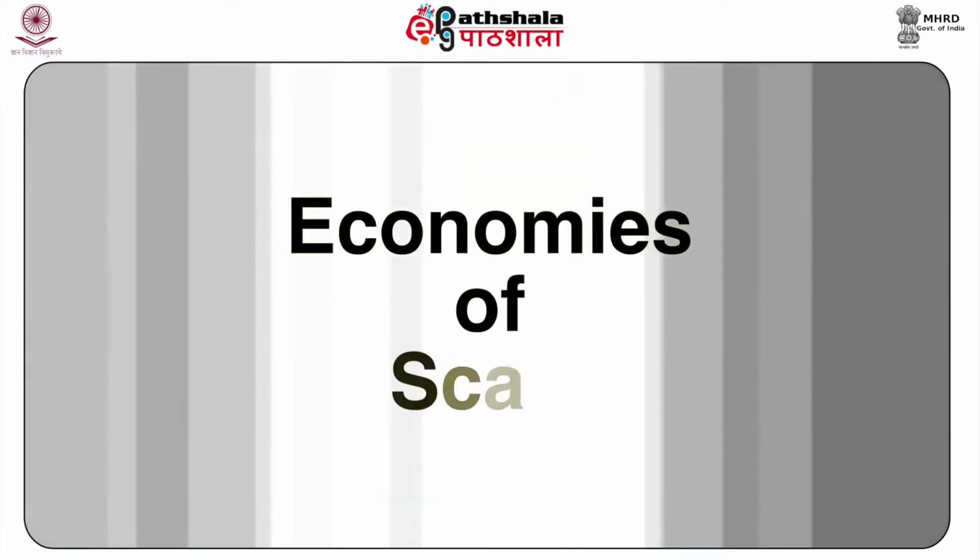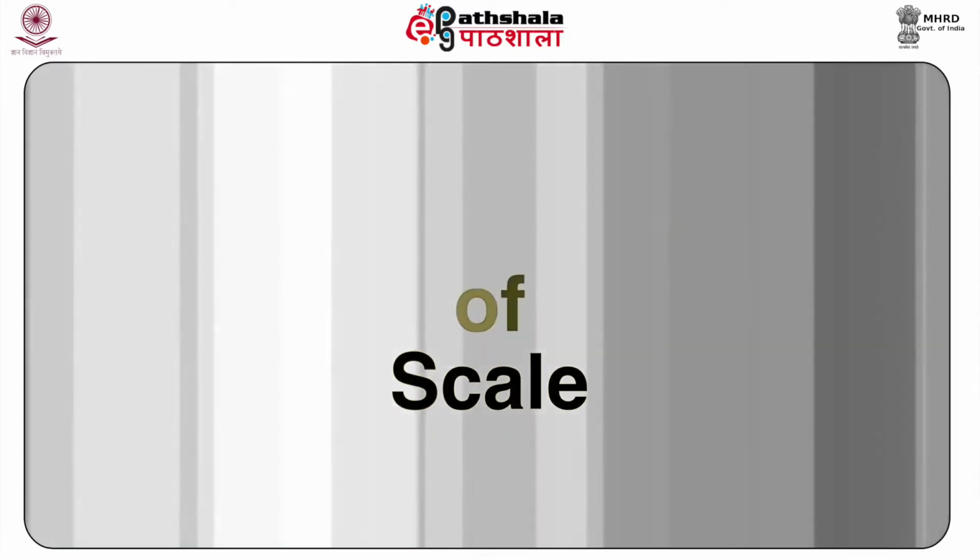As discussed above, the LAC falls, reaches a minimum and then rises. What is the reason behind this shape? It is because of economies and diseconomies of scale. The LAC falls when a firm experiences economies of scale and rises when there are diseconomies of scale. Now, we will discuss economies of scale.